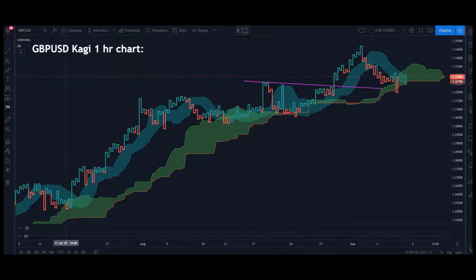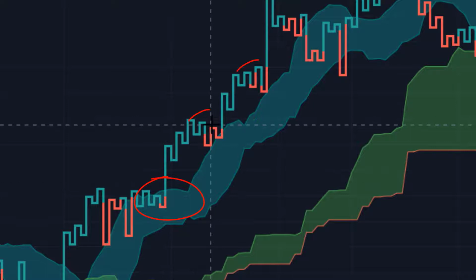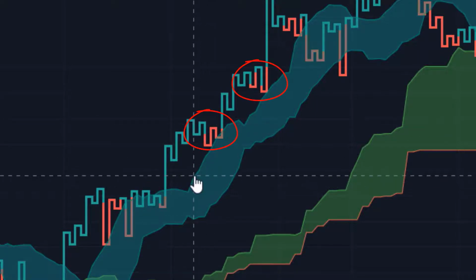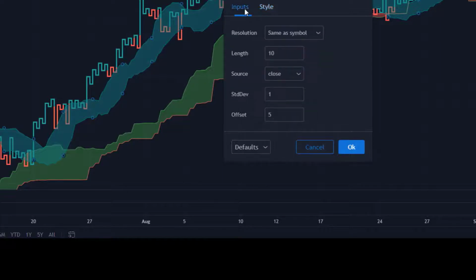So other rules you need to know: when Kagi changes from this pink to this light blue, it's a buy, and vice versa. And what have I done to the Bollinger Bands? I've actually managed to offset them. I've tightened them up to a 10 period and narrowed the standard deviations, and I've offset them 5, sort of along the idea of the Ichimoku offset.